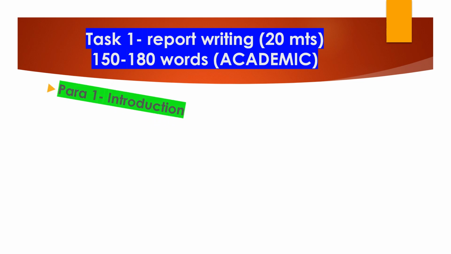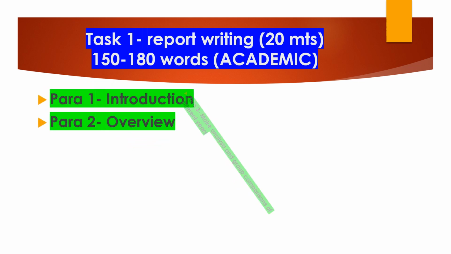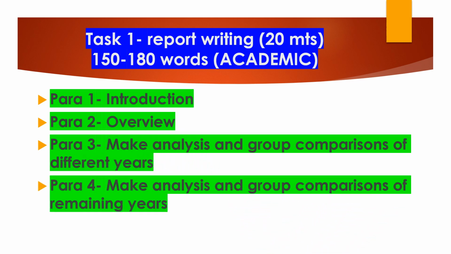The task 1 report writing, 20 minutes, 150 to 180 words for academic. All in all, we are going to segregate 4 different paragraphs. Paragraph 1 is an introduction. Paragraph 2 is an overview. Paragraph 3 is making analysis and group comparisons of different years. And the last paragraph is again making analysis and group comparisons of the remaining years.